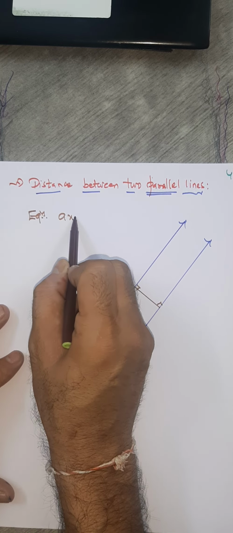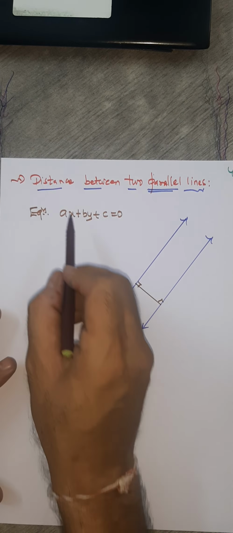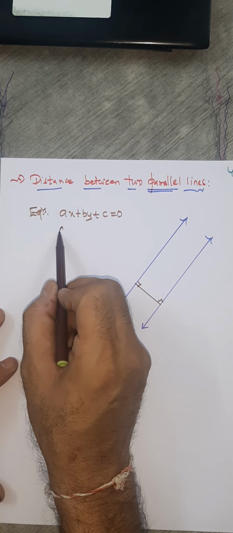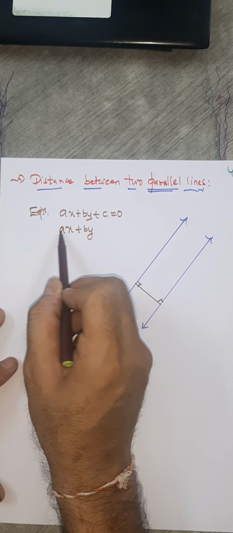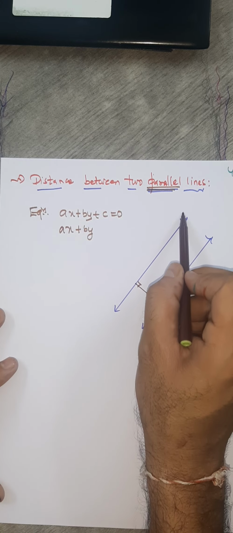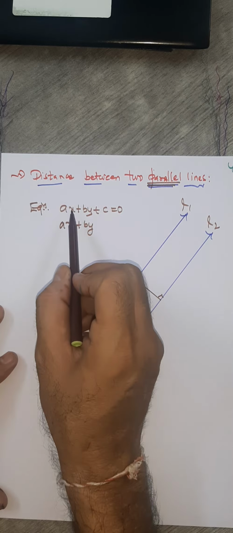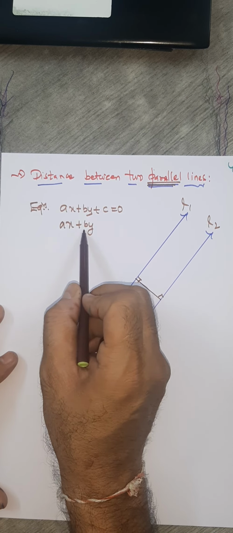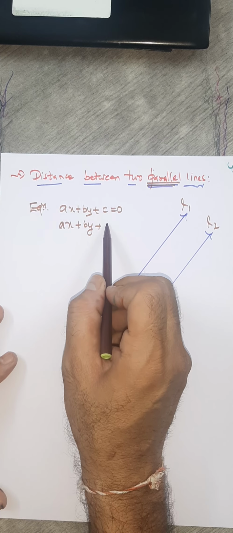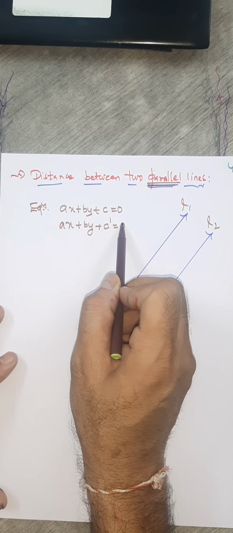In general, we write ax plus by plus c equals to 0. Whenever we recall this, immediately we must have this equation. What's the slope of this line? Minus a by b. Now they are parallel, so I need to take the same slope. I need parallel lines, suppose L1 and L2. What's the slope of this? Minus a by b. So I need to take ax plus by, I cannot take something like c plus d. But if I take the same, then both will be identical. So just to distinguish these two, I'll put the c dash.